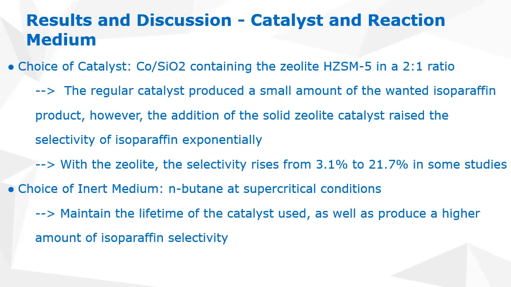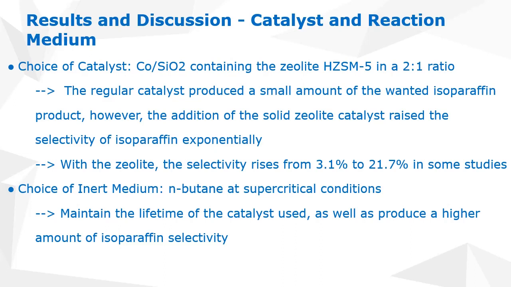With a higher conversion percentage, the choice of the catalyst was the cobalt silicon dioxide containing the zeolite HZSM5 in a 2:1 ratio. The cobalt silicon dioxide produced a small amount of wanted isoparaffin. However, the addition of the solid zeolite catalyst raised the selectivity of isoparaffin exponentially. Some studies display that with the zeolite, the selectivity rises from 3.1 to 21.7%.